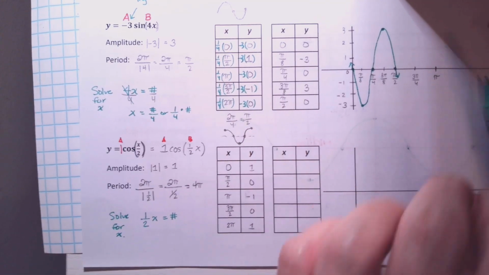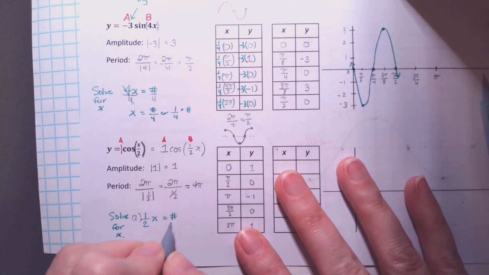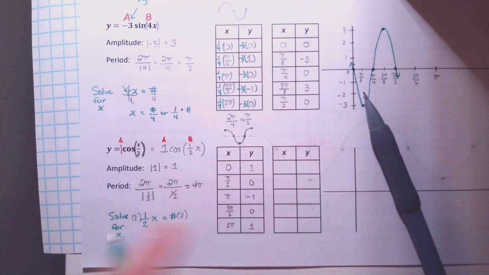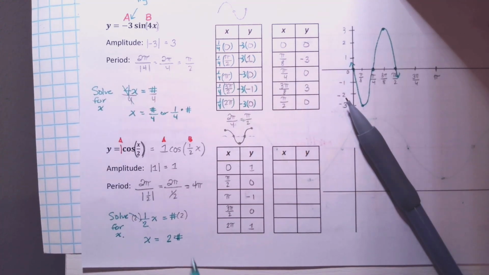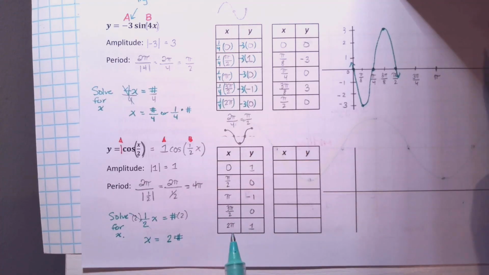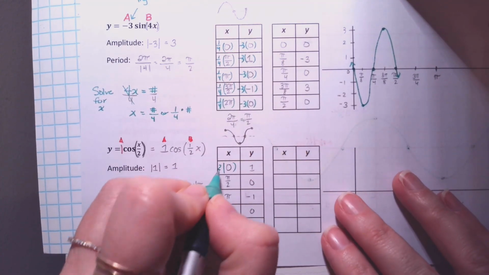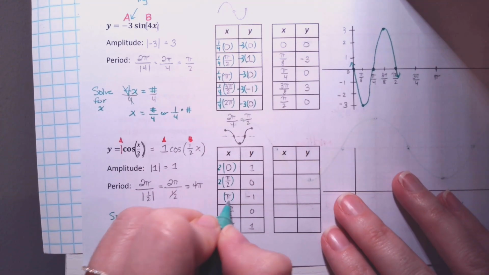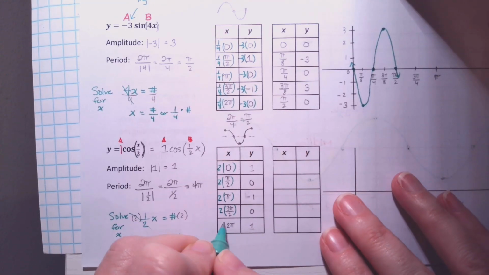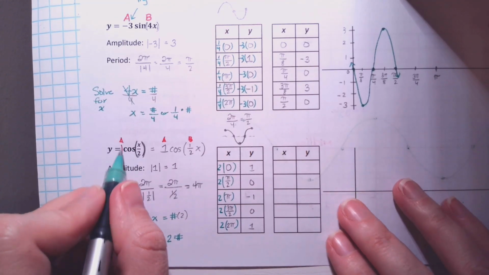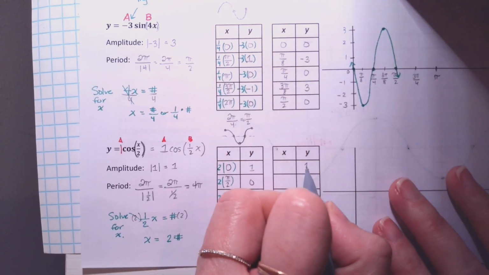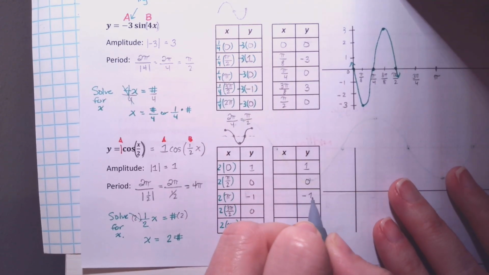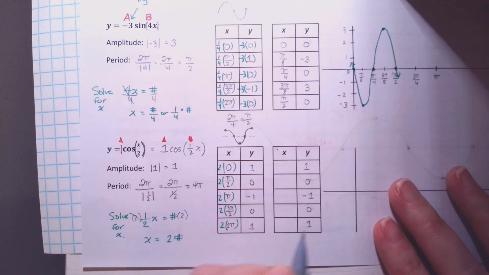To solve this for x, I'm going to multiply by 2, which means x equals 2 times my number. So this is telling me what to do to my x's. I need to take all of these x values and multiply by 2. And then nothing changes on the y's because the a was just 1. All right, so my y's are not going to change. 1, 0, -1, 0, back up to +1.